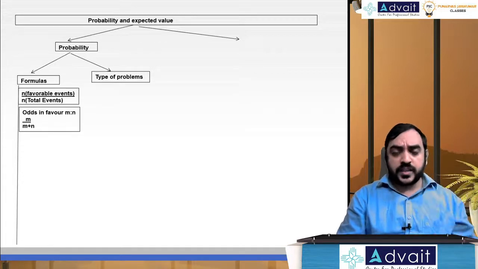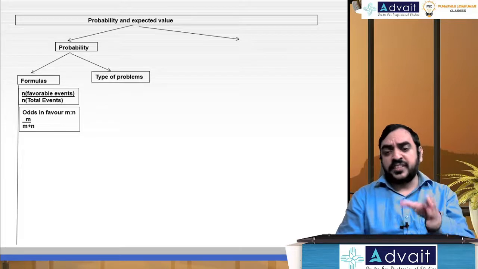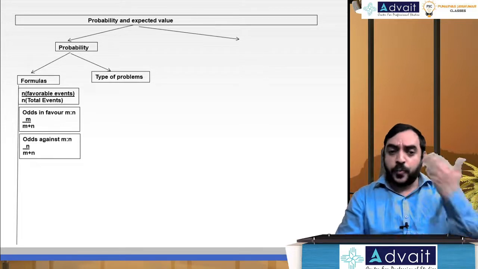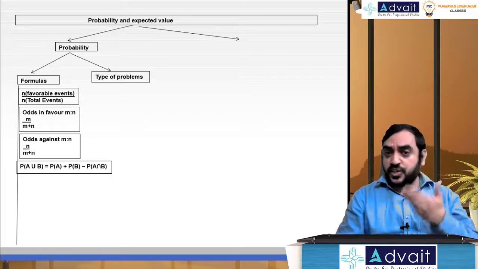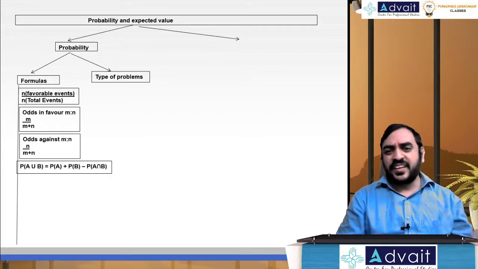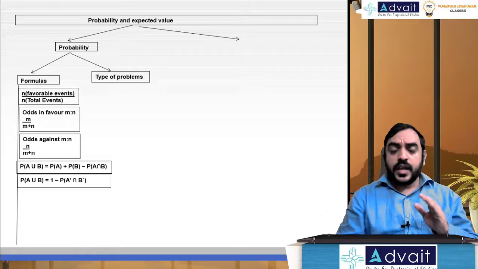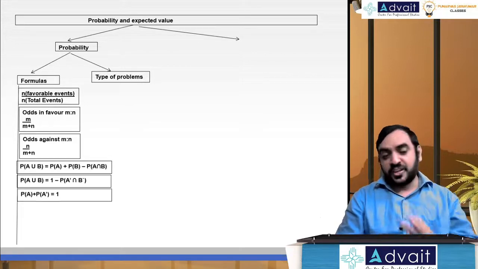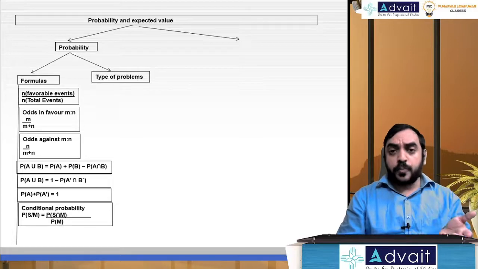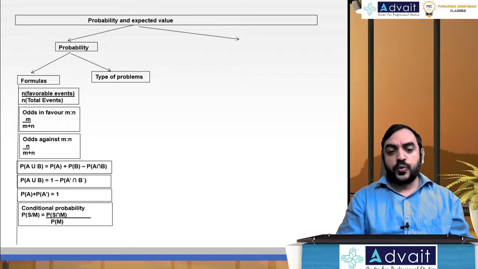You can also express it in terms of a ratio, m is to n, odds in favor, where the first number represents in favor and the second number represents against, and the opposite is the odds against. And some axiomatic definitions, that is basically set theory formulas. Probability of A union B is probability of A plus probability of B minus probability of A intersection B. And probability of A union B, at least one, is 1 minus probability of neither of them. And for A complement, the event not happening, the total probability should be equal to 1.